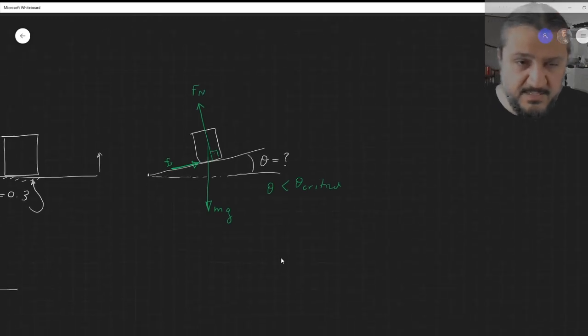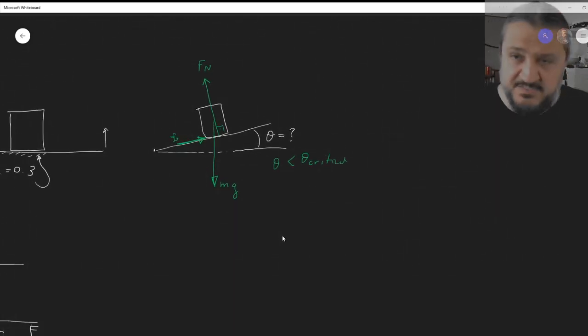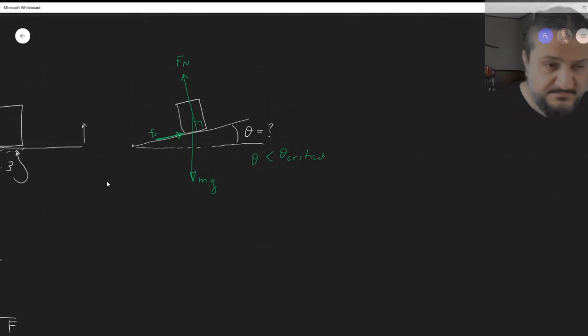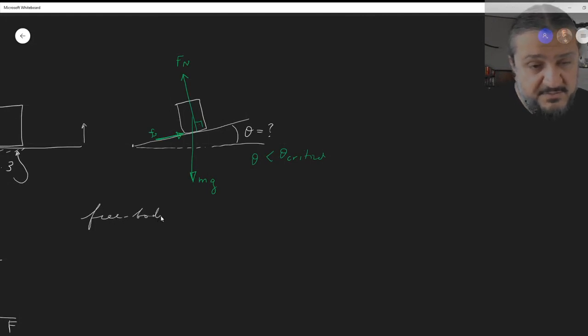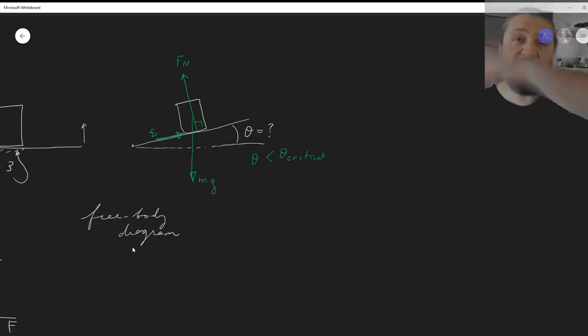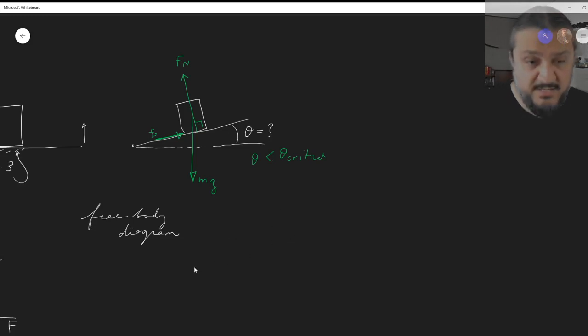So, let's draw a free body diagram for this one, okay? Now, a free body diagram is up to you. You can draw it in any way you like, as long as you only show the external forces. And it's convenient in this type of problem to use a rotated coordinate frame. I'm talking about the x, y's, okay?